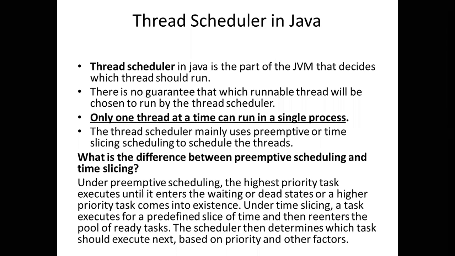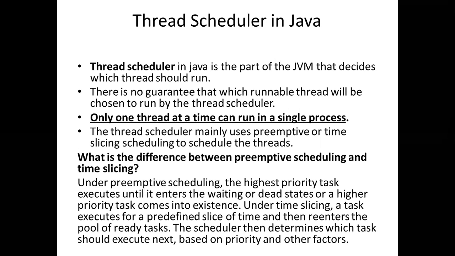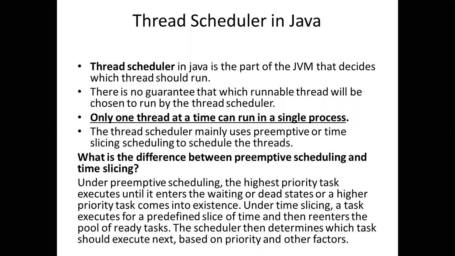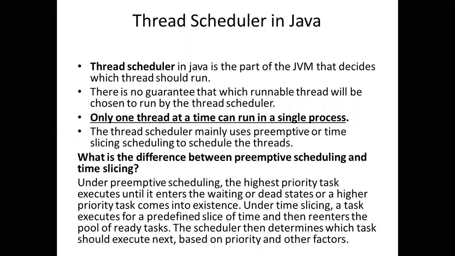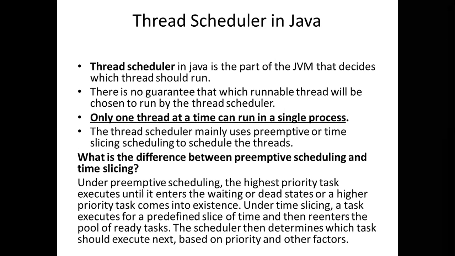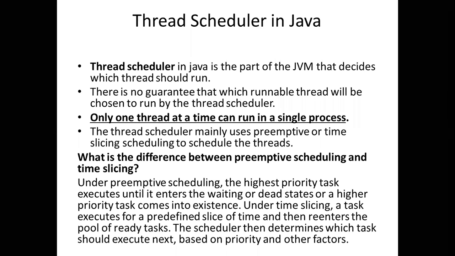Why do we require a thread scheduler? Because in a single process we have multiple threads, but at a time only one thread will be executed. So there should be some manager that decides which thread will be executed at that particular time, because we cannot allow different threads to execute simultaneously. So we require a thread scheduler that will see which thread will be scheduled, which thread will be processed at which particular time.